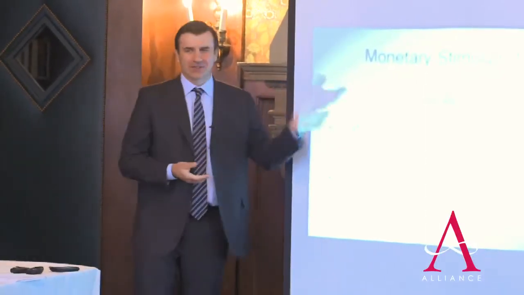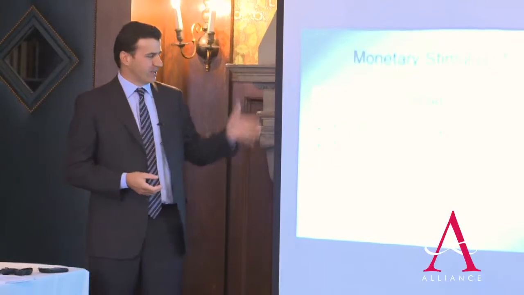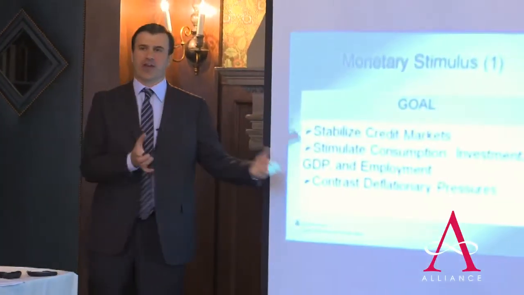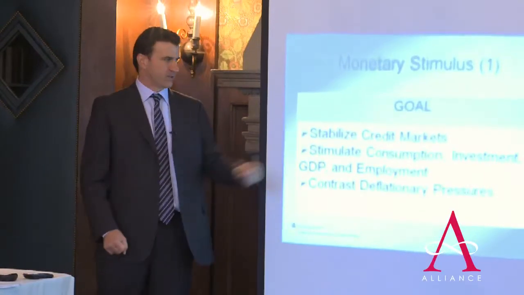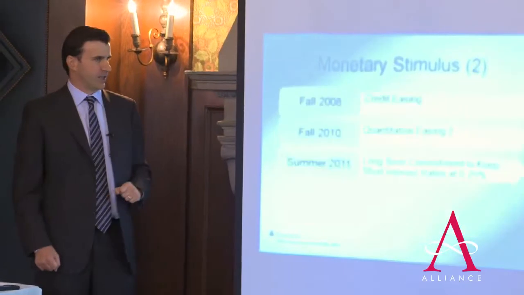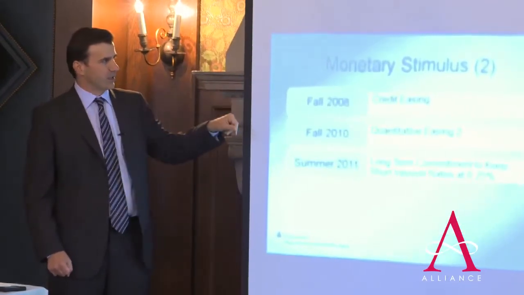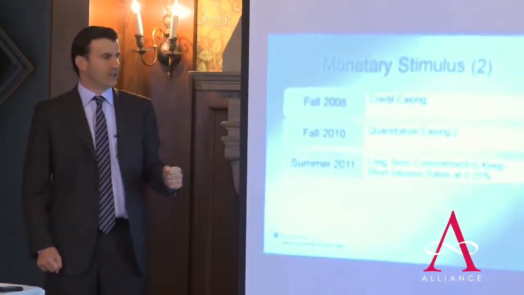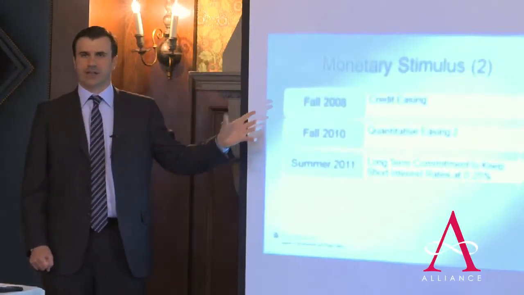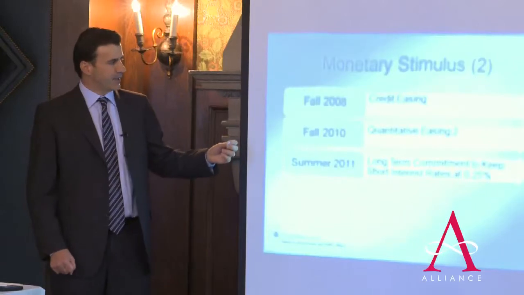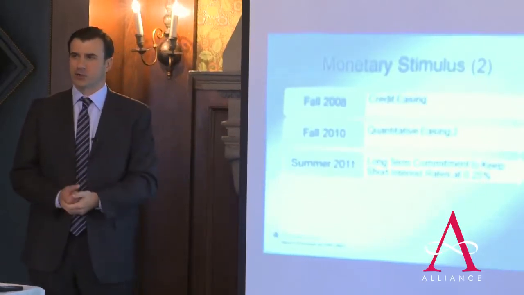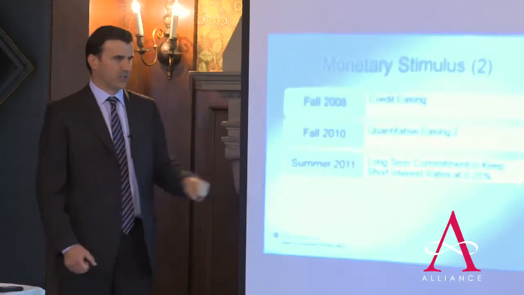So there was the need for a monetary stimulus, and these are the objectives: stimulate consumption, investment, and GDP, so contrast the negative effect of the crisis. These are the policies that the Federal Reserve followed. As I said before, the balance sheet at the Fed nearly tripled in 3 months, and the Fed is still continuing this attempt to stimulate economic activity.